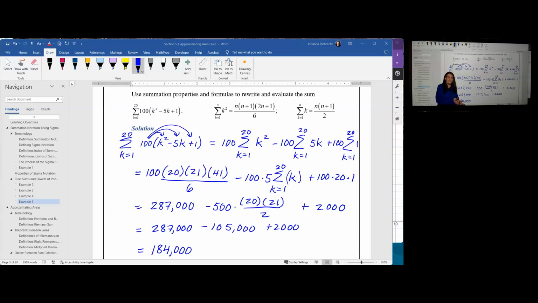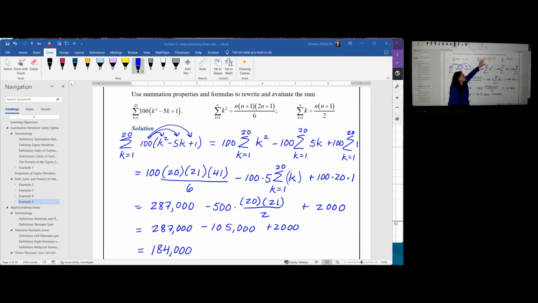So let's see how you did. Aren't these fun? All right, maybe you don't think they're fun, but I do. When we're looking at this, remember the 100 has to be distributed, so it should show up as a constant on each of the sums when you split them apart. This gives me the sum of k squared, the sum of 5k, and the sum of 1.